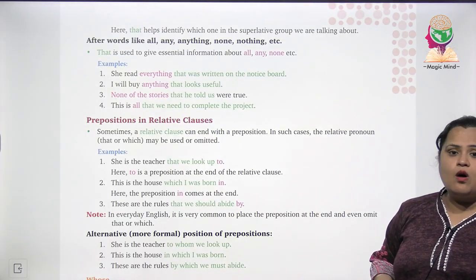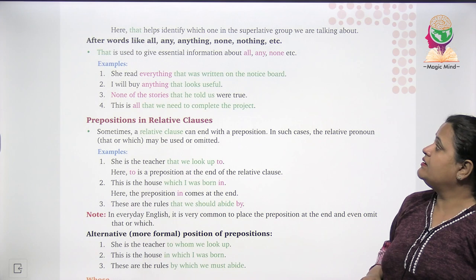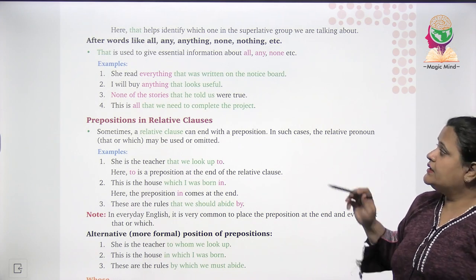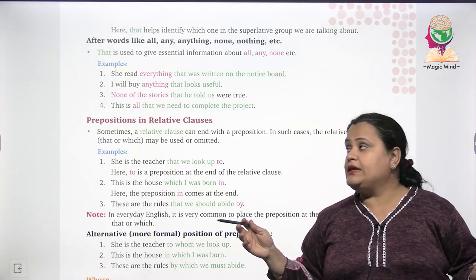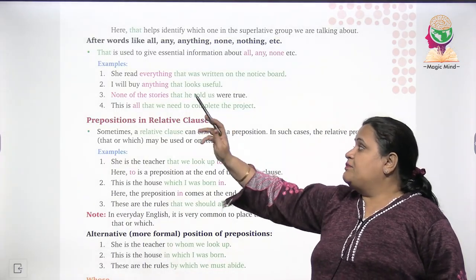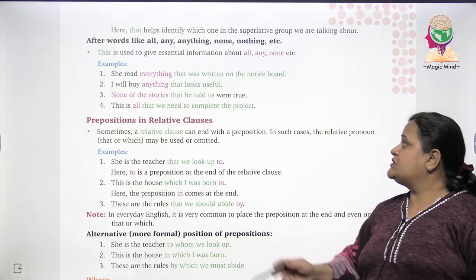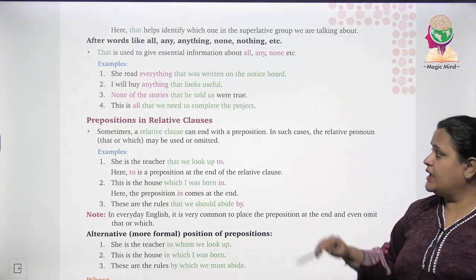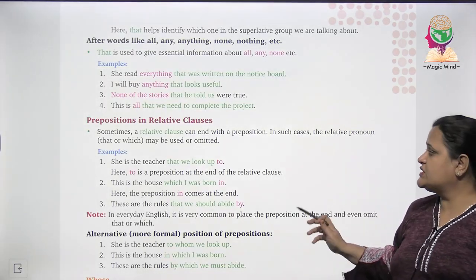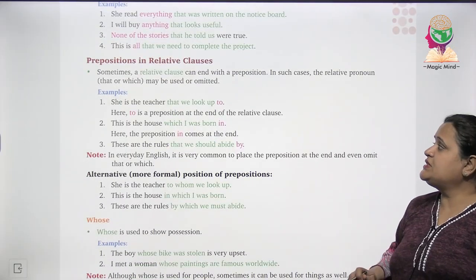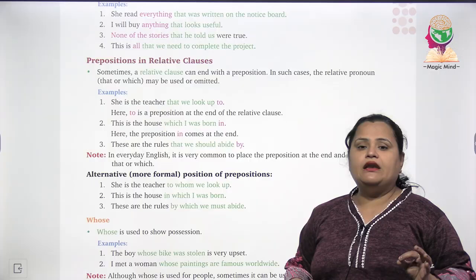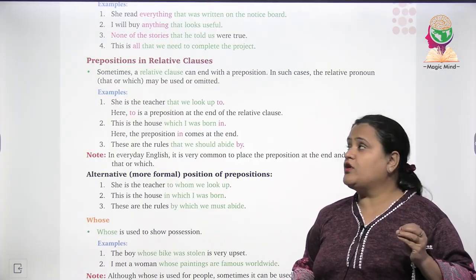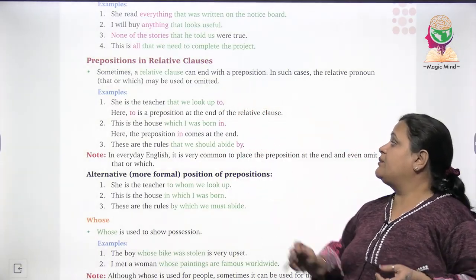After words like all, any, anything, none, nothing, etc., that is used to give essential information about all, any, none, etc. Example, she read everything that was written on the notice board. Okay. Rest example read yourself children. Prepositions in relative clauses देखेंगे हम. Sometimes a relative clause, कभी कभी जो एक relative clause होता है, can end with a preposition.